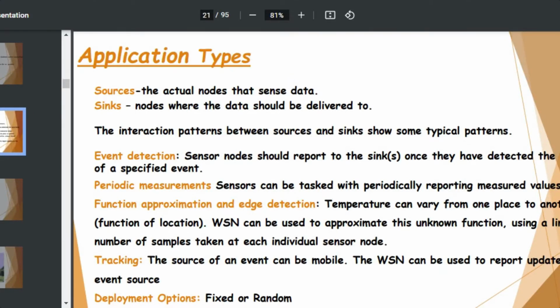Hello everyone. In today's session, we are going to see the various application types of wireless sensor network.